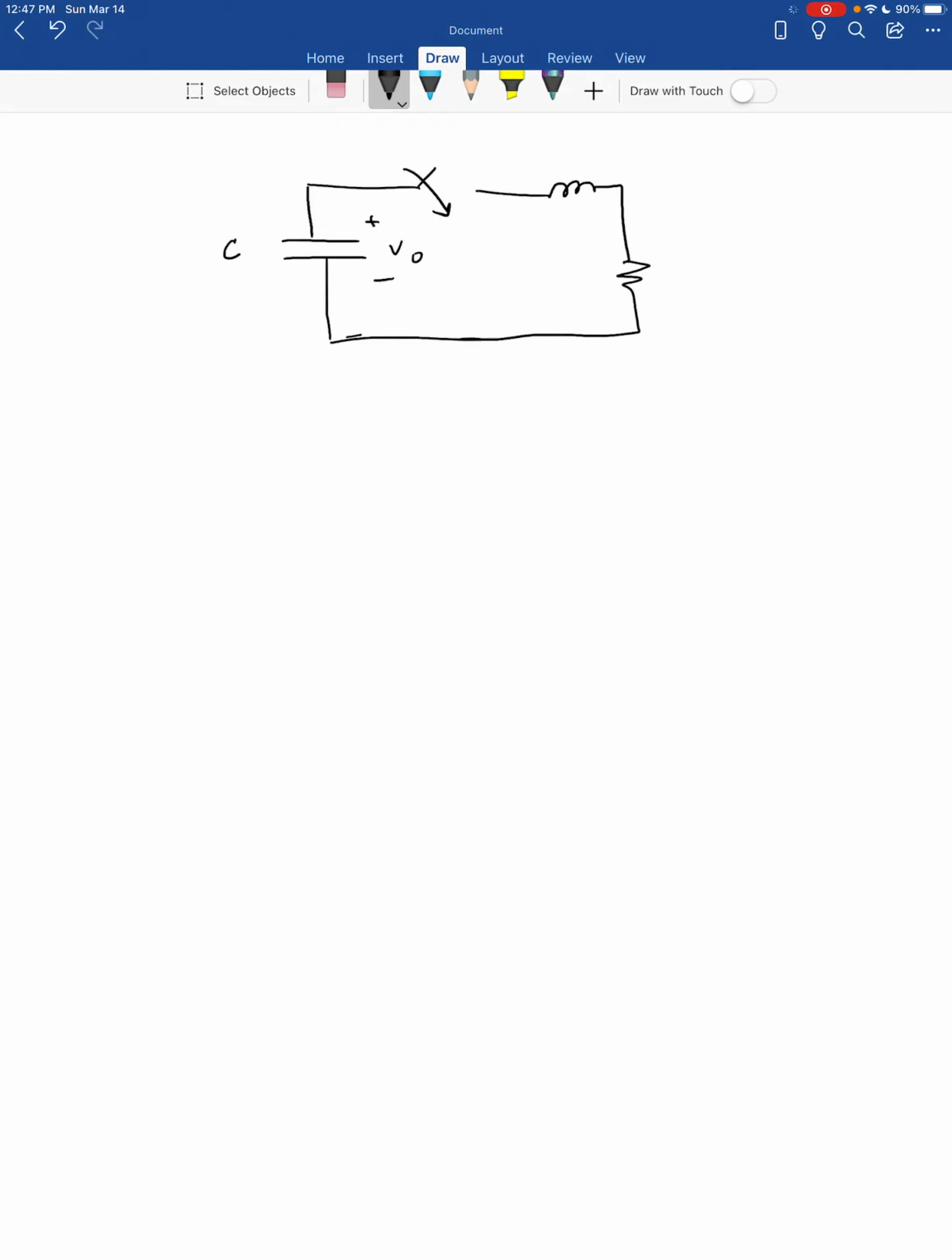So we've got this capacitor, it's got an initial voltage. We're going to switch it at t equals 0 onto this LR combination. And then what we're going to be interested in is for t greater than 0, obviously we're going to have some current flowing and some voltage here across the resistor.